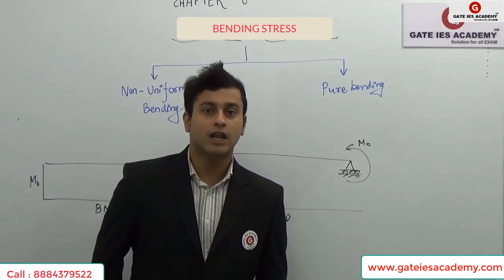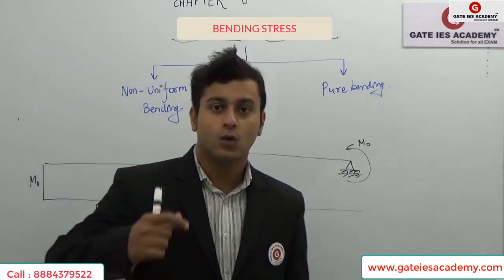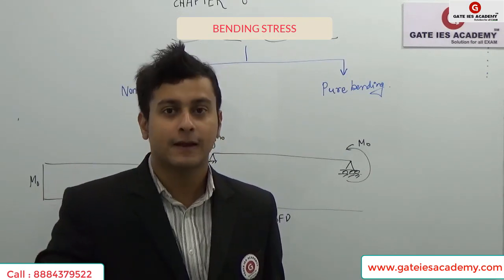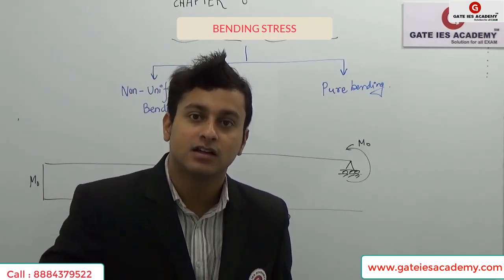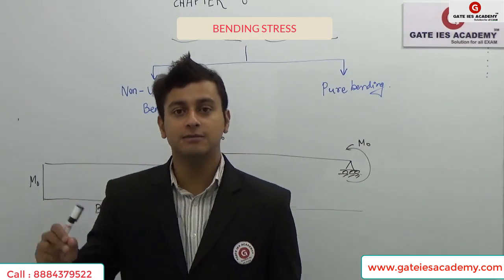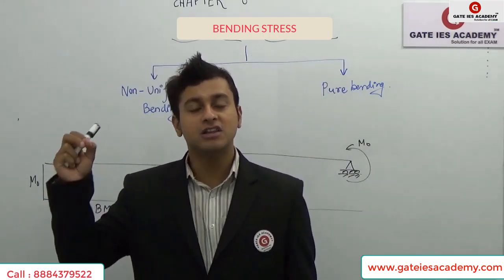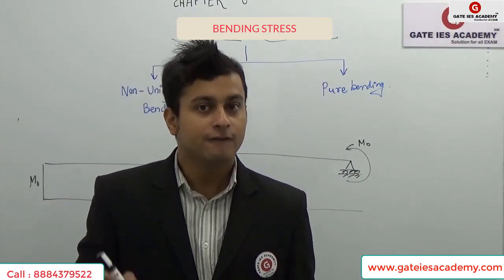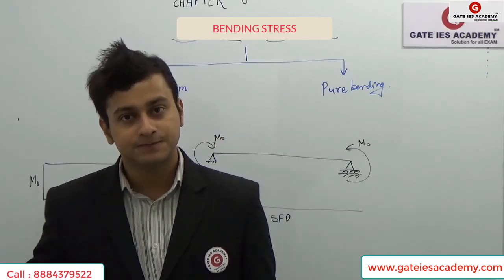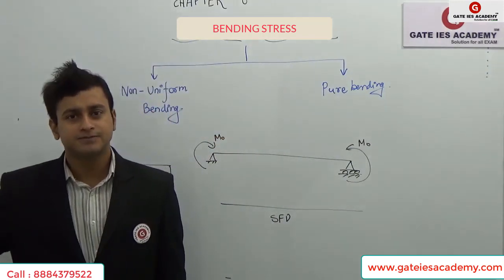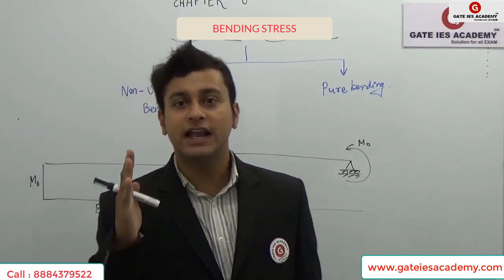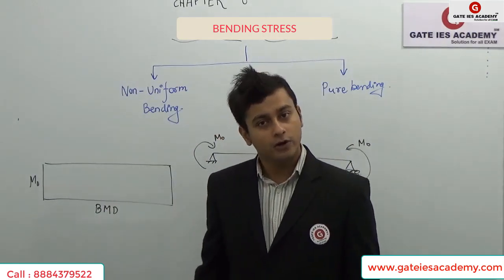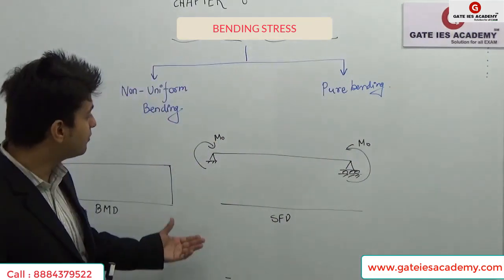So what are these two types of bending? I'll show you. Firstly, what is pure bending? The meaning is very simple. Pure bending means only bending. That's it. No shear force. So if the system has only the bending moment created throughout the beam and there is no shear force occurring, we call that case pure bending. And if in a system we have bending moment as well as shear force, that will be called non-uniform bending.